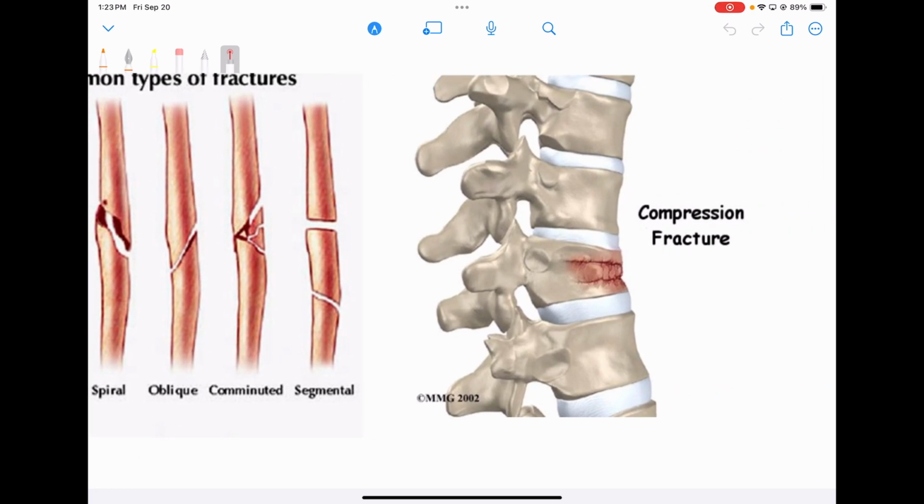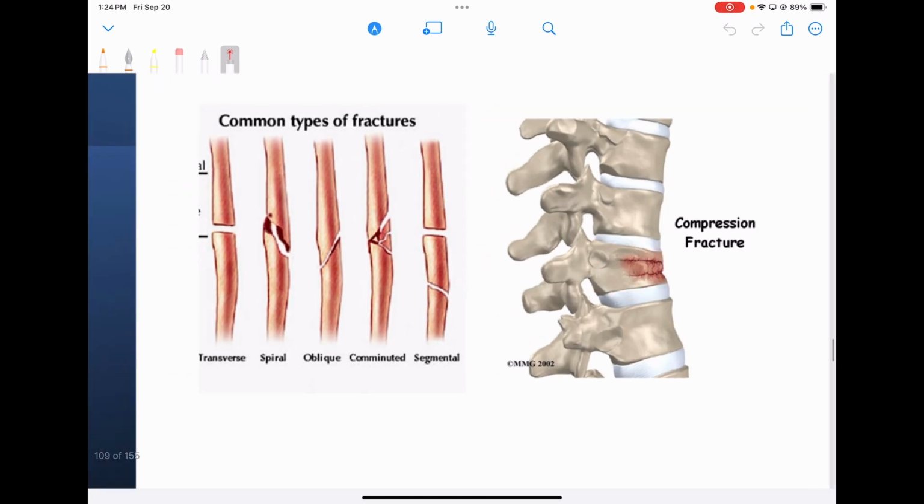Obviously, compression of the spine, either landing on your feet really hard. If you have underlying osteoporosis, those vertebral bodies get very weak and they can crack. So that's called a compression fracture right there. So those are different types of fractures.